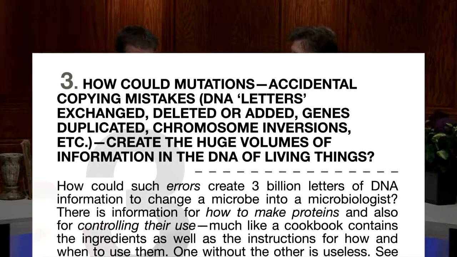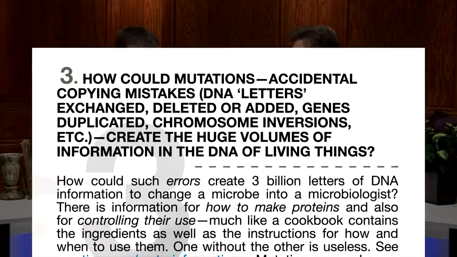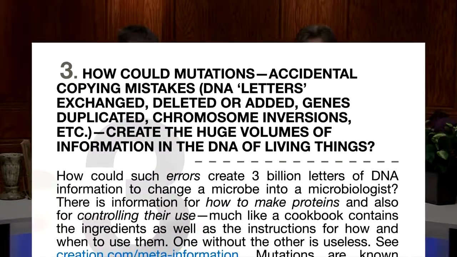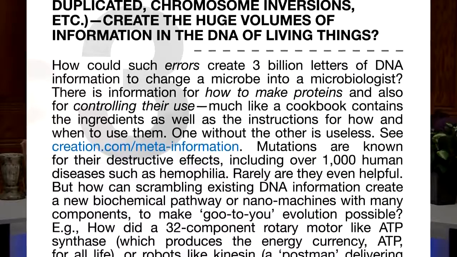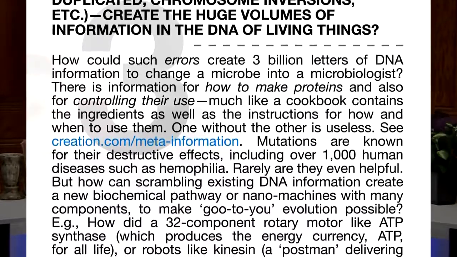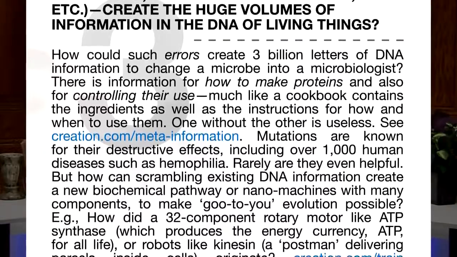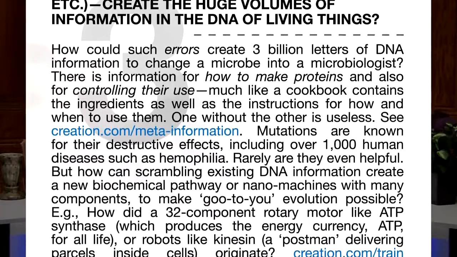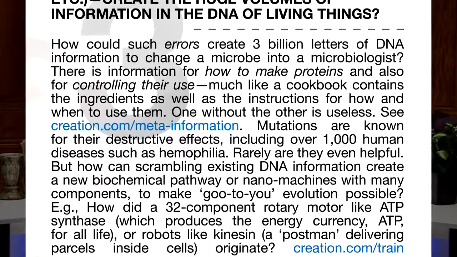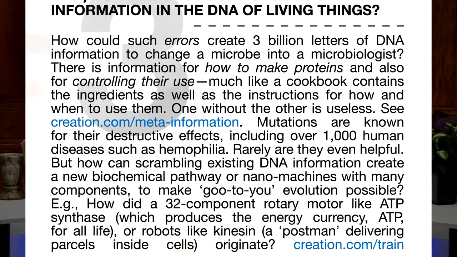There is information on how to make proteins and also for controlling their use, much like ATP synthase, which produces the energy currency of the cell, ATP, for all life, or robots like Kinesin, a postman, a delivery man essentially, that delivers parcels inside cells. We'll talk about him on another program. And there's another web link in the article, creation.com/train, where Dr. Carl Wieland talks about these changes in living things.